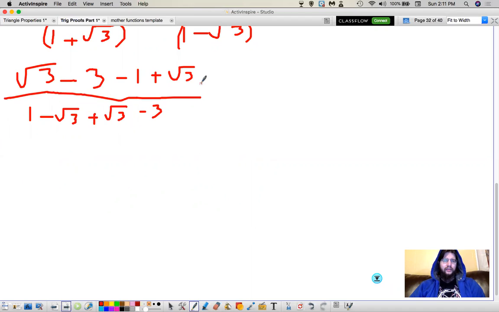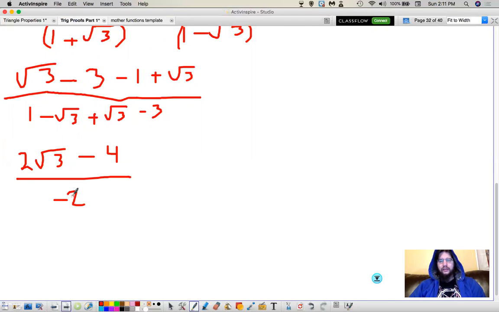Well, now combine our like terms in the numerator. That's 2 square roots of 3 minus 4. Combine like terms in the denominator: -2. Oh, those cancel. So it's just -2. Let me write them down. All right, and then I'd advise splitting that up: 2 square root of 3 over -2, minus 4, or plus a -4, over -2. That way you can see what happens better.